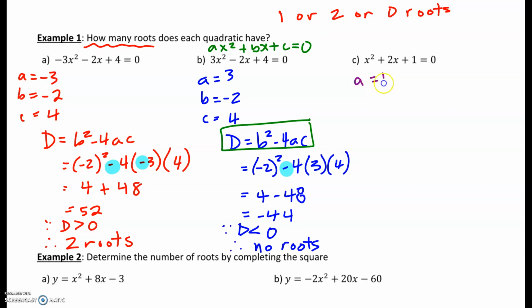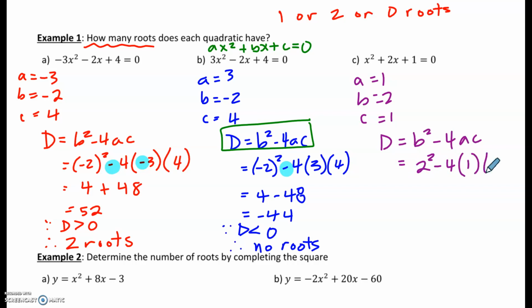So we have A is 1 for C, B is 2, and C is 1. So we'll write our formula for the discriminant and sub in. So I have 2 squared minus 4 times A is 1 times C is also 1. So 2 squared is 4 minus 4 times 1 is 4, and that equals 0. And so we write our conclusion, since D equals 0, therefore 1 root, or 1 solution.